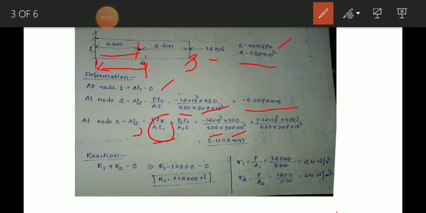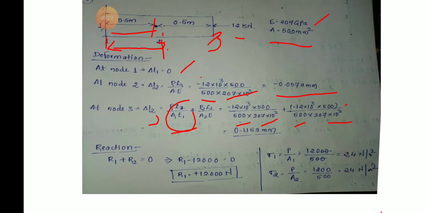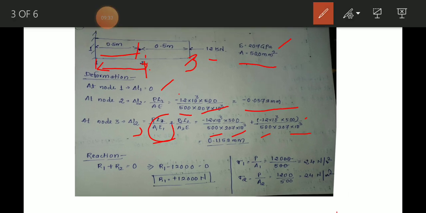Next, for 2 to 3, of course P is going to remain the same, minus 12 into 10 raised to 3. Even the area is constant for both sections, that is 500, and even the Young's modulus. When you add both of these, you will get a value of 0.115 into 59 mm. So this is the deformation at all the nodes, that is node number 1, node number 2, node number 3, correct?